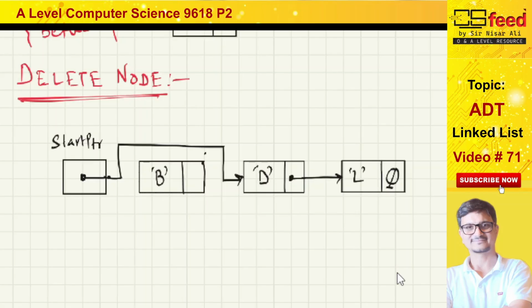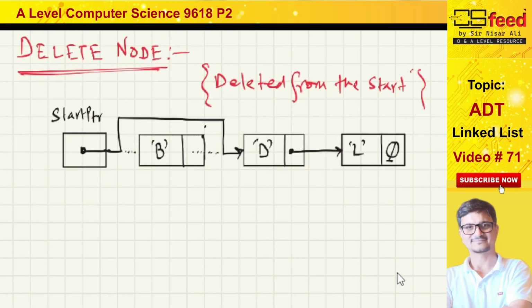Just by changing the start pointer, which was pointing originally to B, it will not point to B. It will point to where B was pointing. It was pointing to B, and then B was pointing to D. So that connection is deleted, and now the start pointer is pointing to D. So this is how we removed. So we deleted from the start. This is how we deleted from the start.